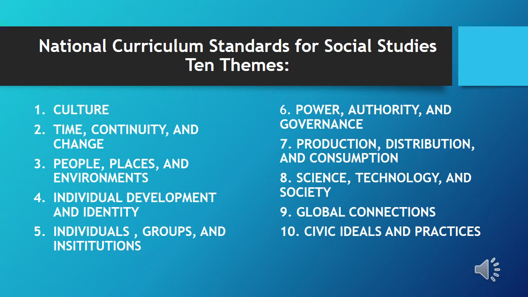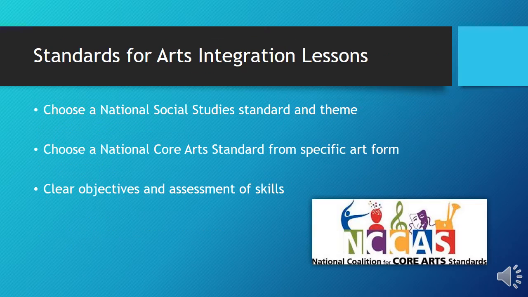The national curriculum standards for social studies revolve around 10 themes. Here you can see the 10 themes listed for grades kindergarten through 12th grade. When teaching a specific social studies discipline, it is common that several themes may overlap. When developing an arts-integrated lesson in social studies, it is important to choose a national social studies standard and theme. Then, choose a national core art standard from the specific art form you would like to integrate. This helps to create clear objectives that you would like to measure and assess specific skills in the core subject and art form.